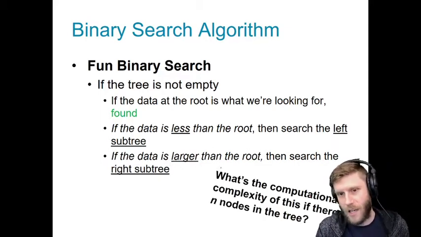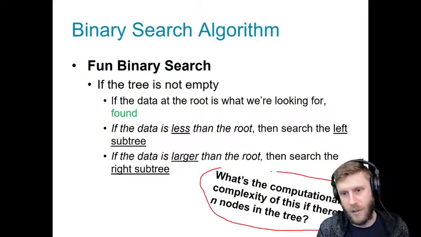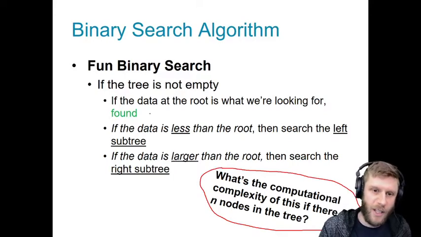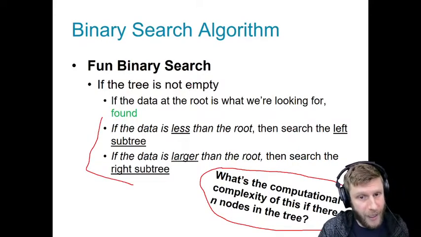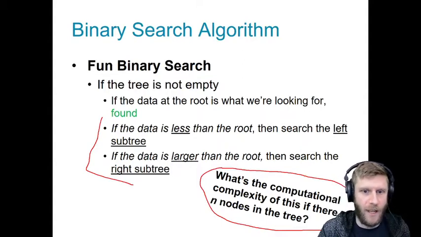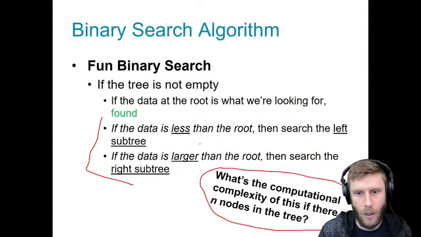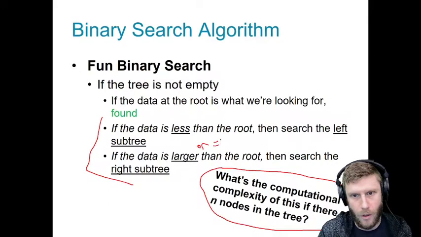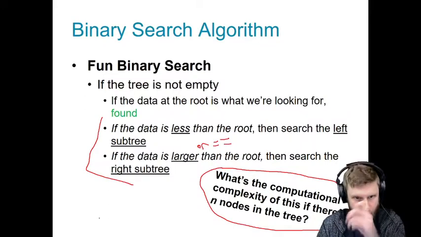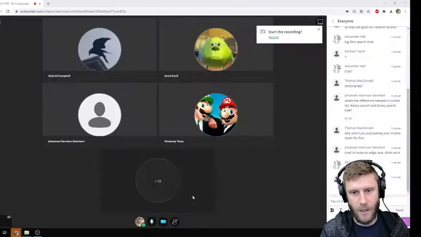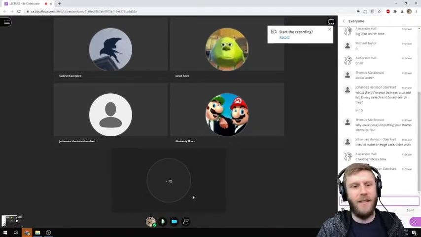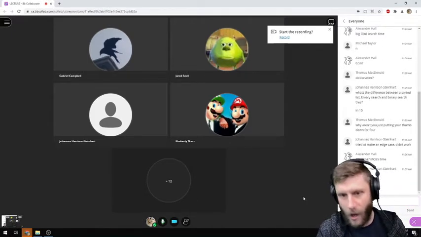What's the computational complexity of this? And I have a feeling Johannes knows. And here, the way this is written, this assumes that there are no duplicates, but it's easy to change by saying, well, if the data is larger or equal to. There. So what's the computational complexity of this? Big O of what? Any ideas? Log base 2 n, exactly, 100% correct.